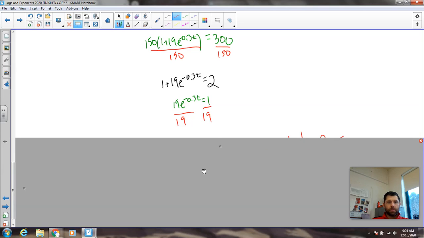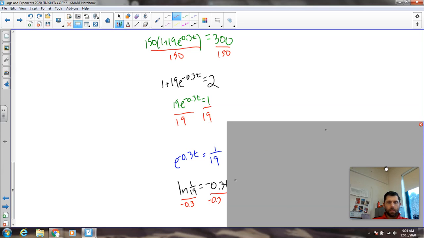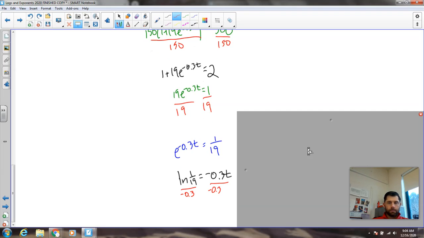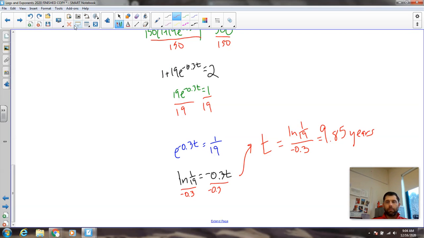And we're about at the point where we can be done. So I have an exponential function with an e base. So I rewrite that as a natural log. Natural log of 1/19 equals negative 0.3t. Divide both sides by the coefficient there. And I get about 9.85 years until we reach that 150 bear mark.